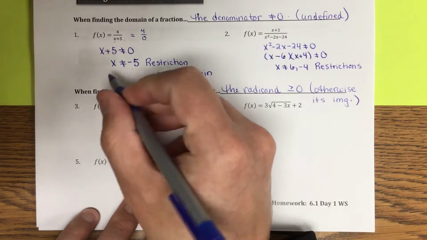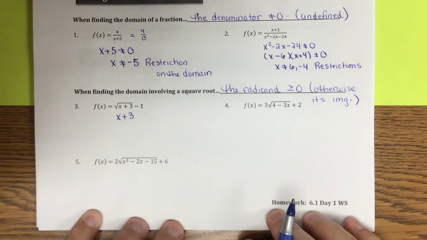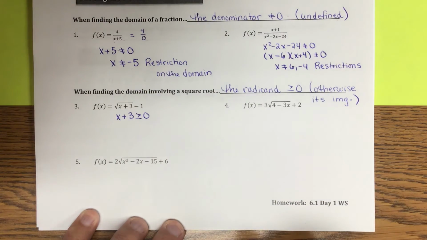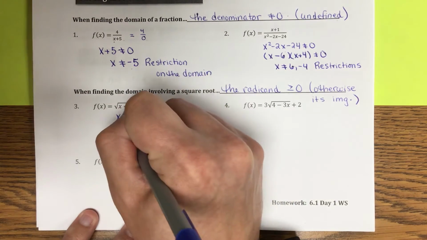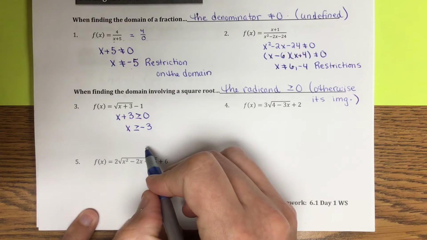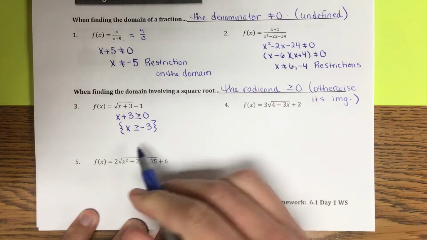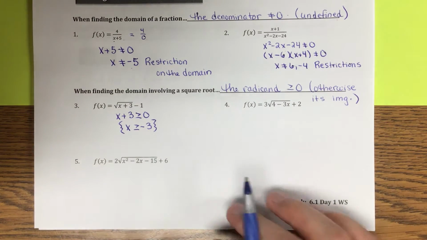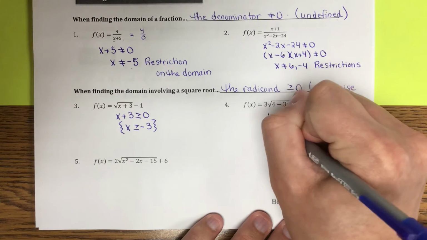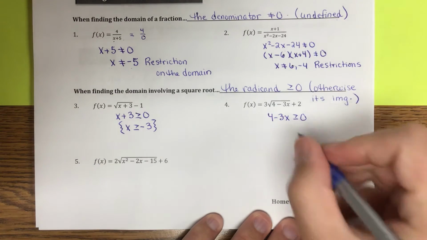So whatever is underneath the square root, you can ignore everything else. Whatever is underneath the square root, you're just going to say that it's going to be greater than or equal to 0. And then you're going to solve for x. Now you'll notice that if I put this in curly brackets, we get an answer that looks similar to what we did on the front of the notes today. So here we're writing it in the traditional notation. For number 4, it would be 4 minus 3x is greater than or equal to 0, and then you would solve that for x.